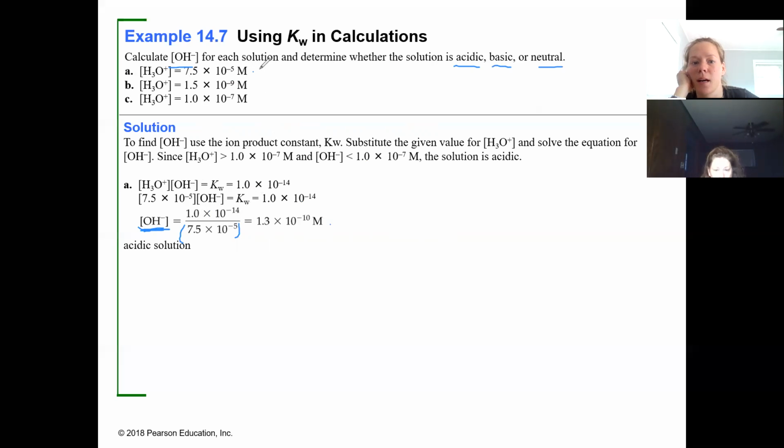Well, the acidic thing is bigger, right? This is only 10 to the negative 5th. This is 10 to the negative 10th. So 10 to the negative 5th is bigger. It means you have more acid in solution. It means your solution is acidic.